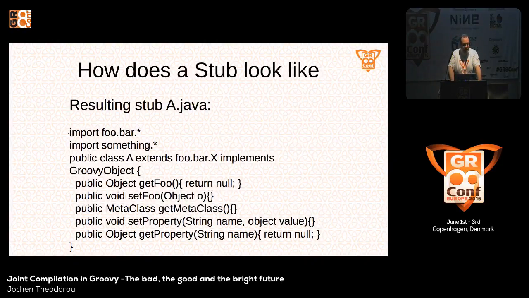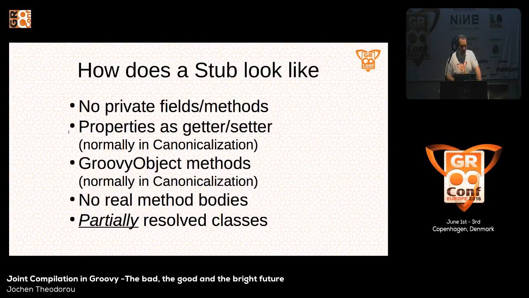So the compiler might be able to resolve X in semantic analysis, and then it would create a stub where you have the getter and setter for the foo property from before. You would have all the Groovy object methods in there. You will not find the bodies of fields, the bodies of methods. You will not find private information. You will find partially resolved classes.